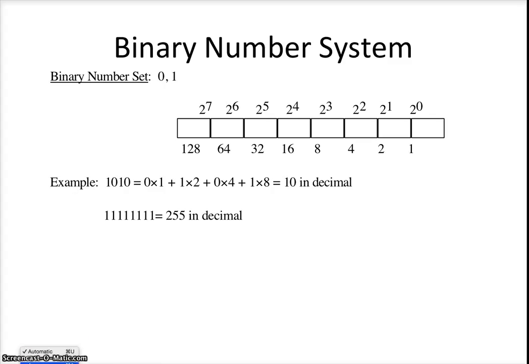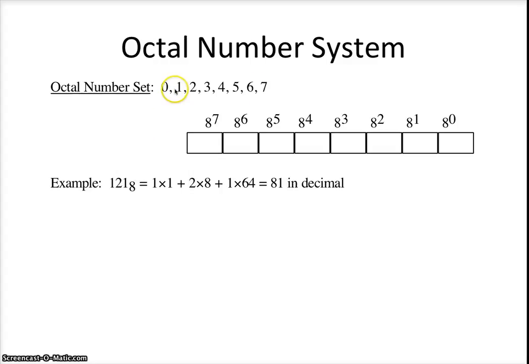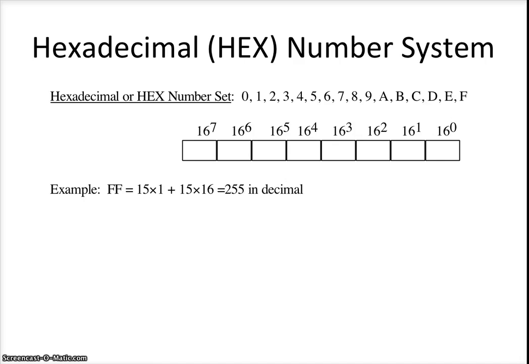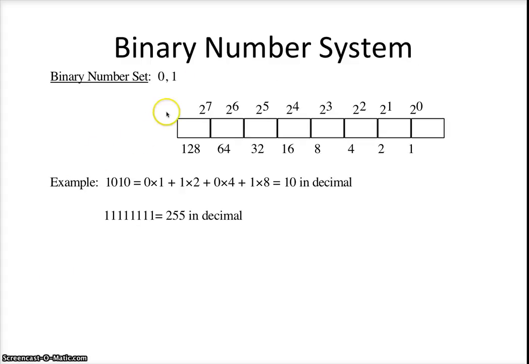The binary set is such that you have two symbols, your symbol 0 and your symbol 1. Your binary number starts at 2 to the 0th power on the right, then 2 to the 1st, 2 to the 2nd, 2 to the 3rd, and so on. 2 to the 3rd is 8, 2 to the 4th is 16, then 32, 64, and 128 for 2 to the 7th.